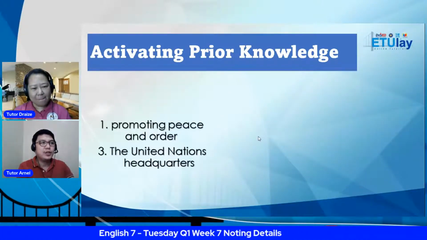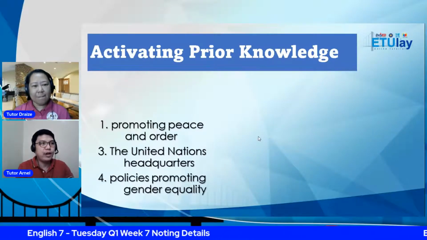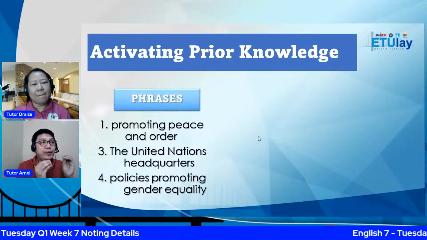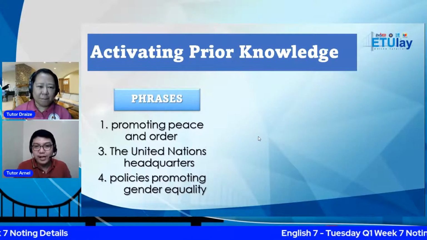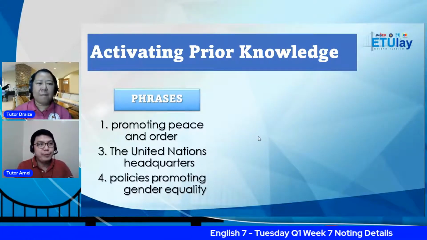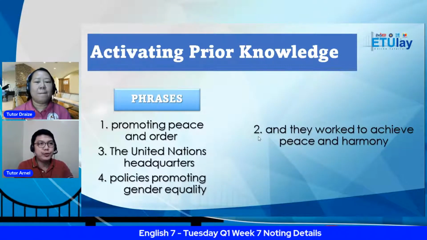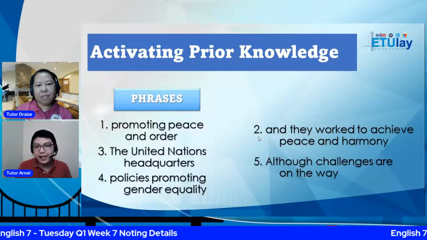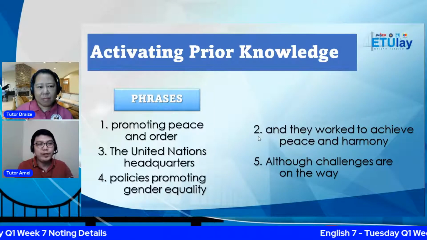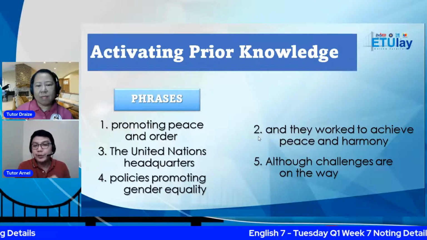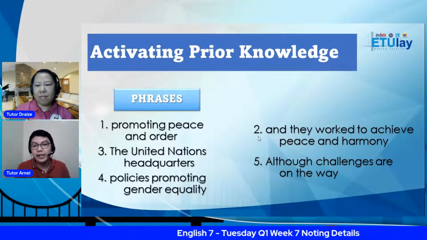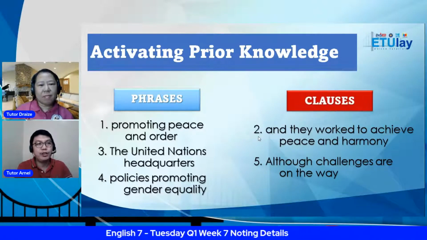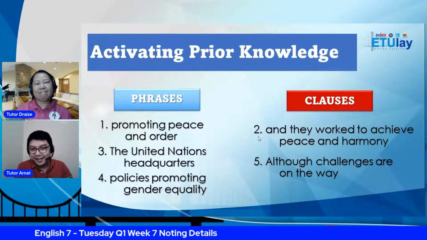numbers one, two, and three, and four are phrases? Sorry, numbers one, three, and four are phrases. You might be wondering why number two and number five are not. Okay, so that's what we are going to discuss today. Number two and number five group of words are not phrases because that's what we call clauses.